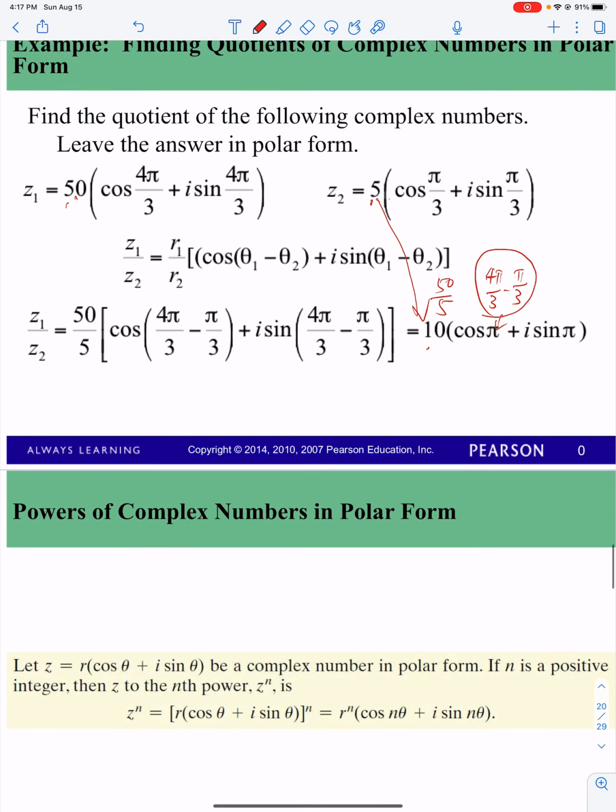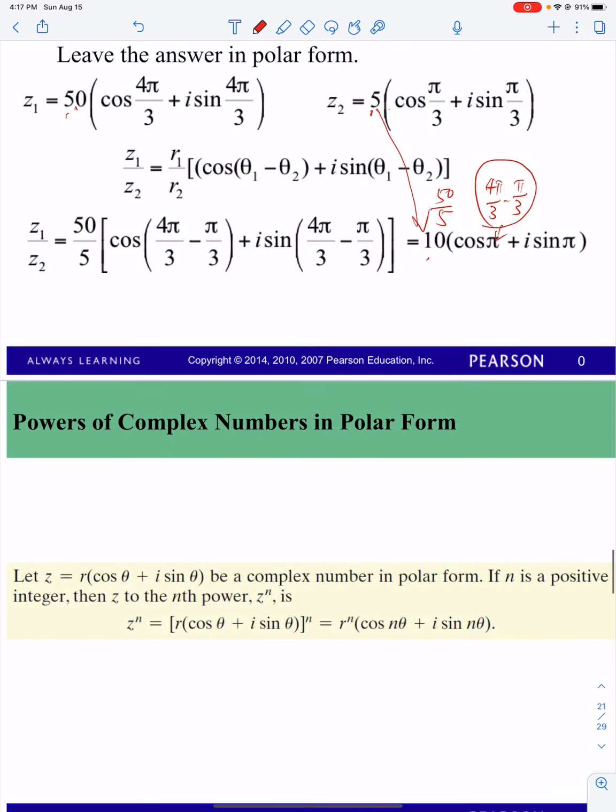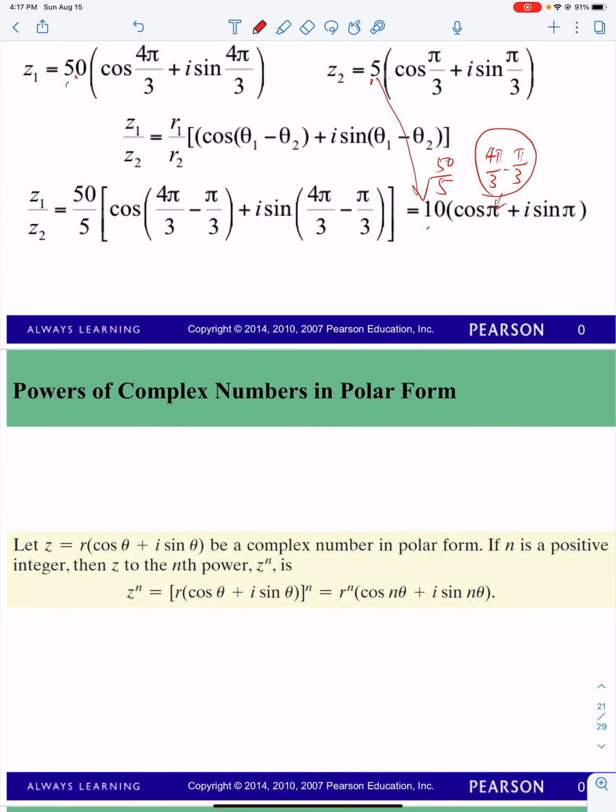Okay, it's pretty good. So then powers. Powers means multiplication, multiplication, multiplication again and again. So for g to the n, what happens here? It will be r times r times r times r. What will you get? Because you multiply, it will be r to the n.